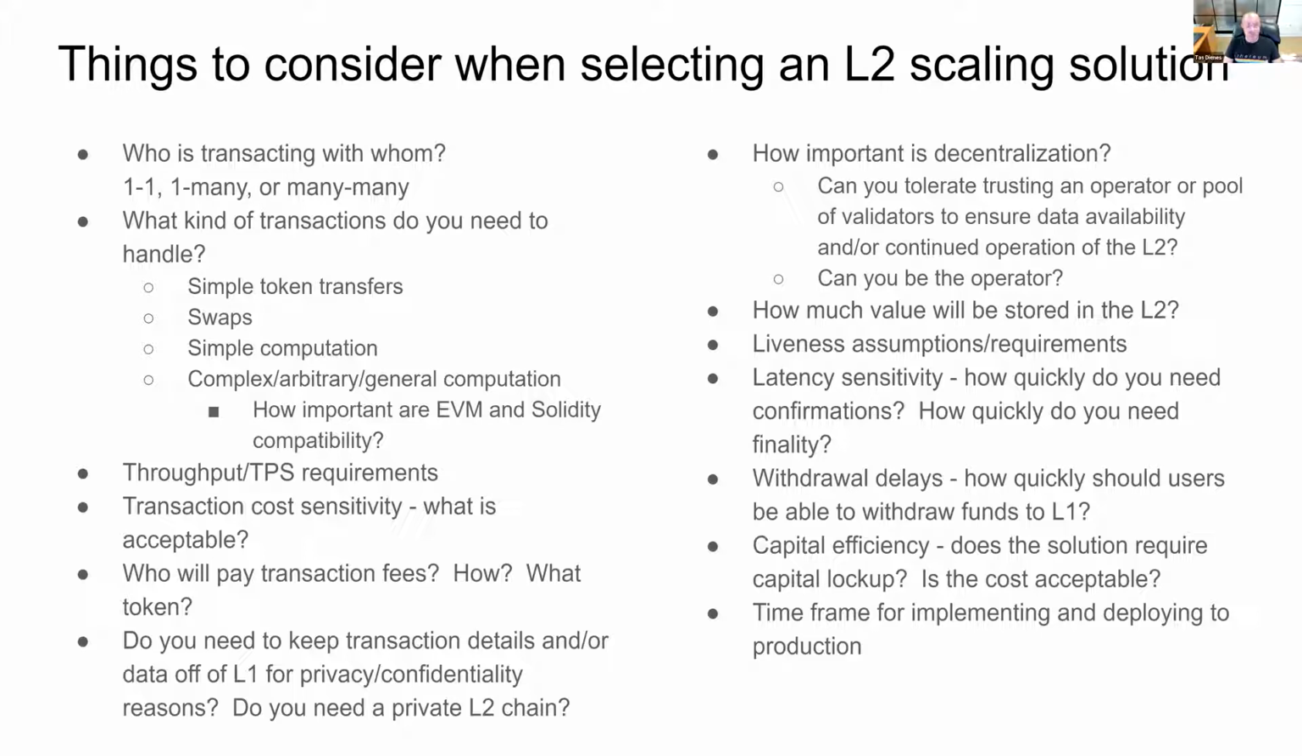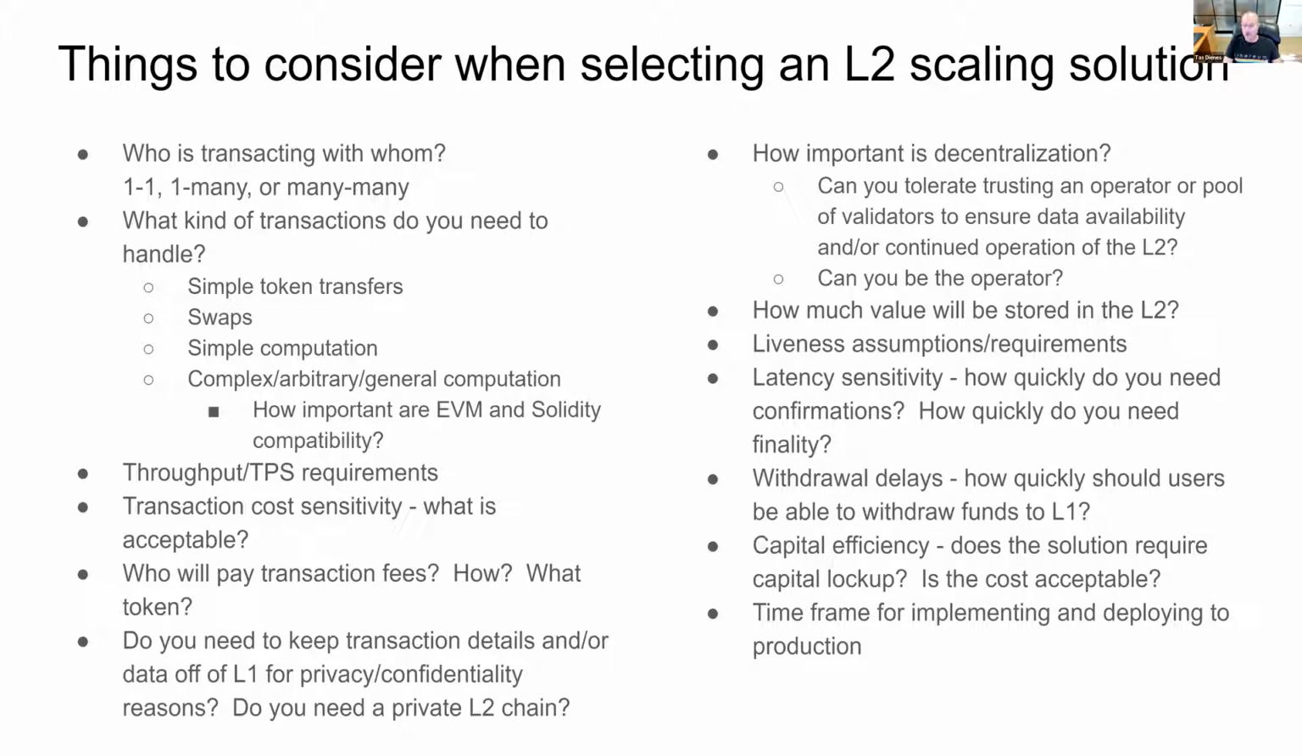Do you need privacy? Do you need to keep your transaction details or data off of layer 1? So do you need a private layer 2 chain? How important is decentralization? Can you tolerate trusting an operator or validators to ensure that your data is available and ensure continued operation of the layer 2? And can you be the operator? So if the other operators go away, can you become an operator? That's one potential solution. How much value will be stored by the layer 2? So you're talking about thousands of dollars, millions of dollars, billions of dollars. That will affect your decision in technology.